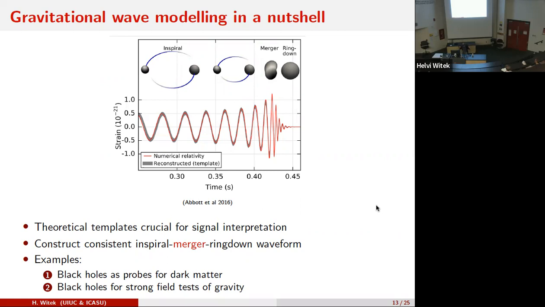Good, and we need to bring all of these techniques together to then create a complete template or model that covers the in-spiral, merger and the ring down. I'm not going to go into any of the details of which versions they are, but I'm happy to talk about this later on.